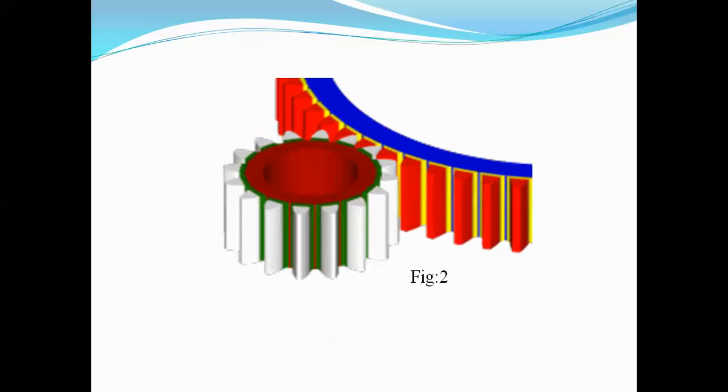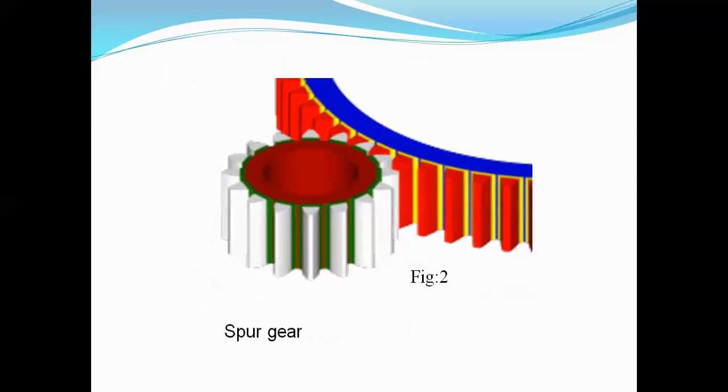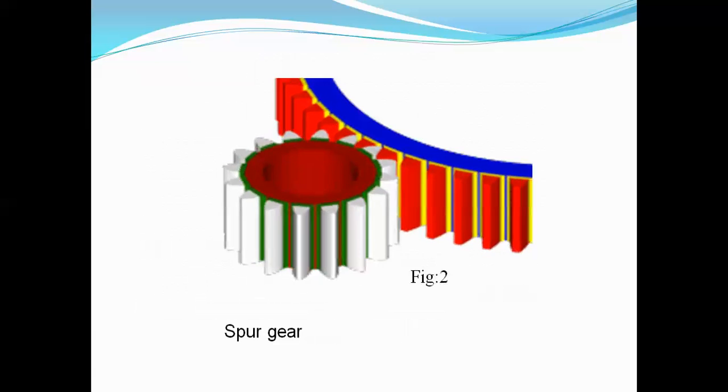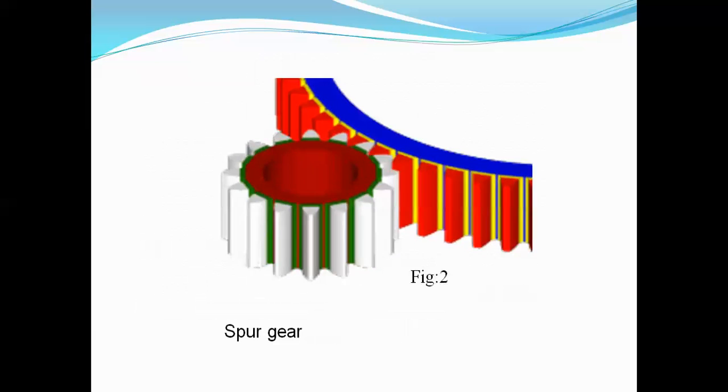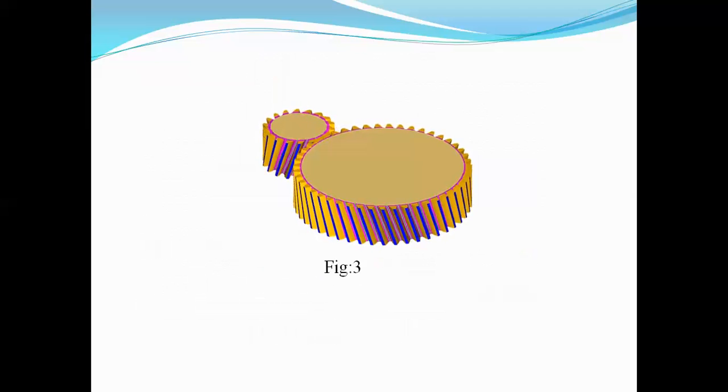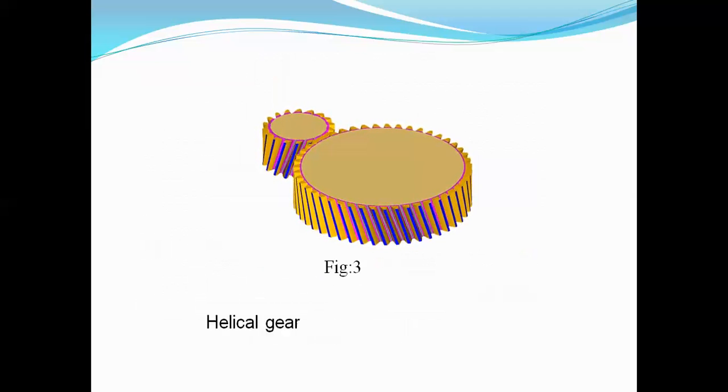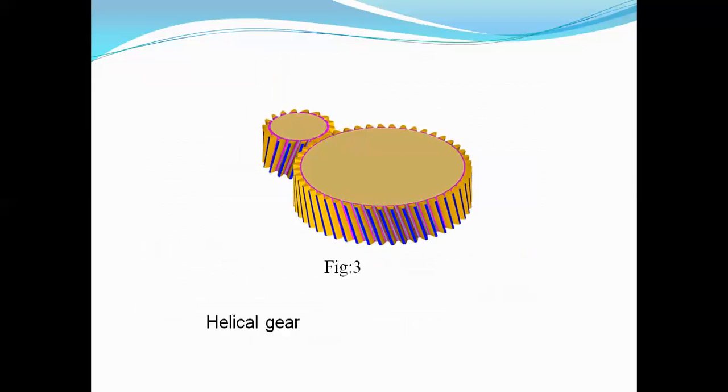Here, in a spur gear, the teeth are parallel or perpendicular to the axis of the gear. So the helical gear teeth are inclined. Okay, no?